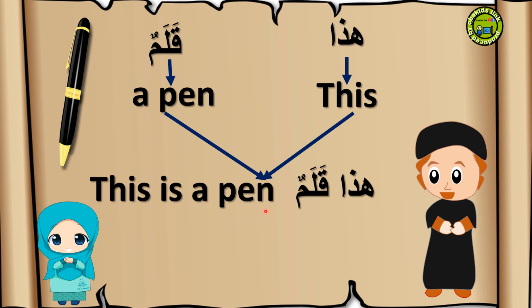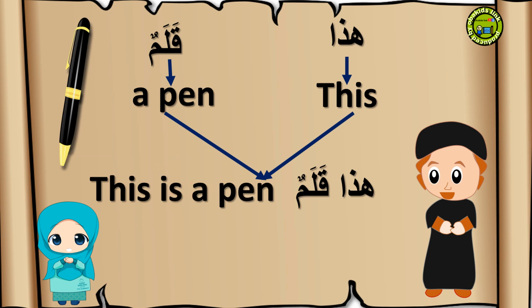Let us look at the example again. This is هذا. هذا is a singular demonstrative pronoun which means this. This is قلم. قلم is a singular noun which means a pen. Now if we combine هذا and قلم together, it makes هذا قلم, which means this is a pen.